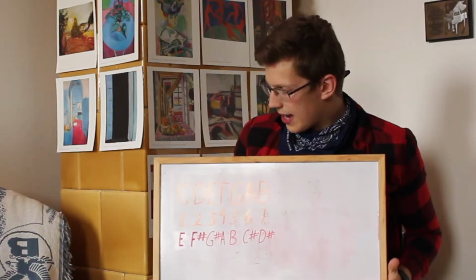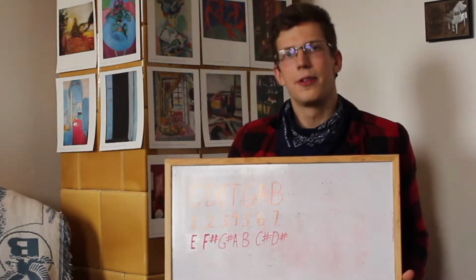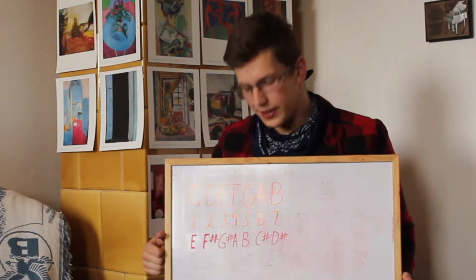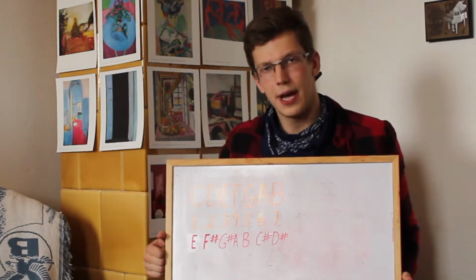The Nashville number system really comes in handy if you need to transpose, since the numbers always correspond to the notes in a major scale. For example, in the E major scale, the 1 chord is always an E major. The 4 chord is an A major.